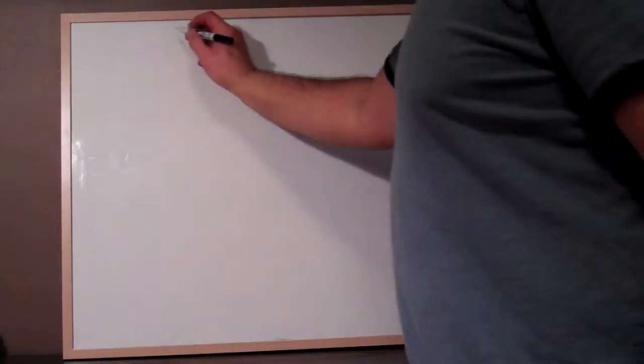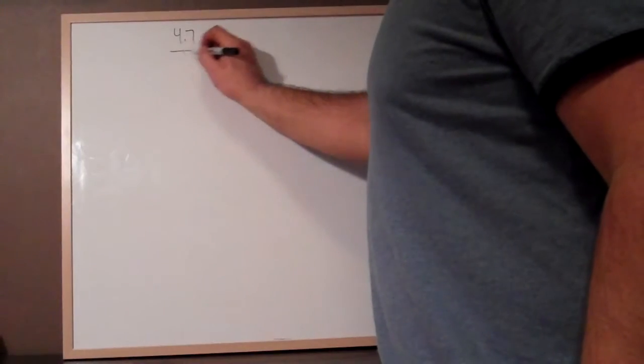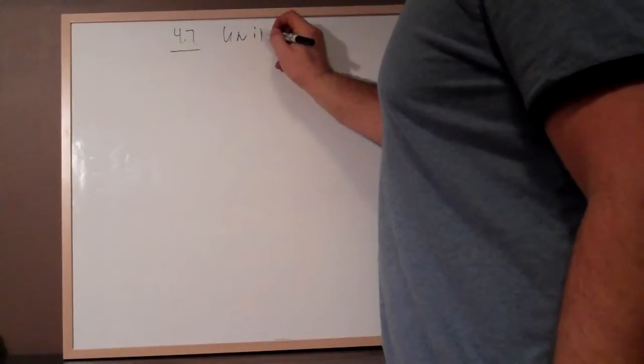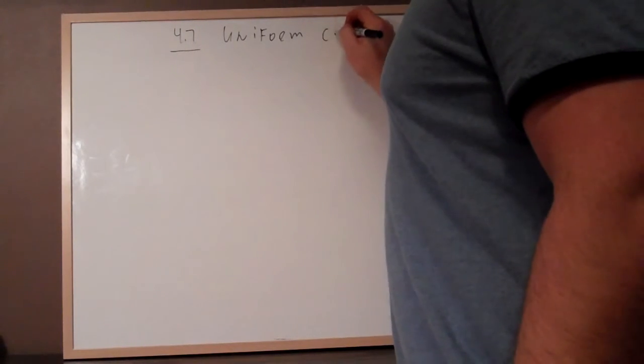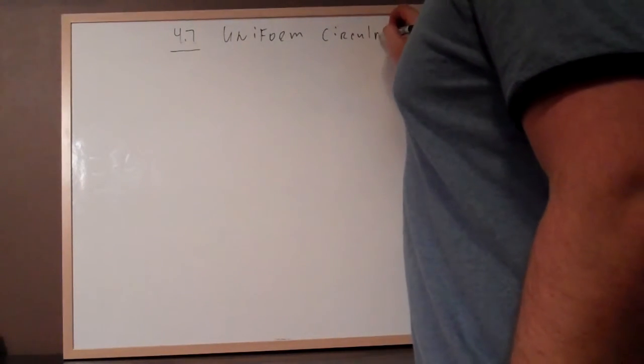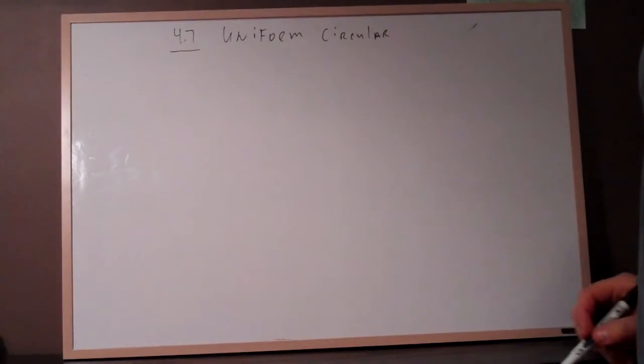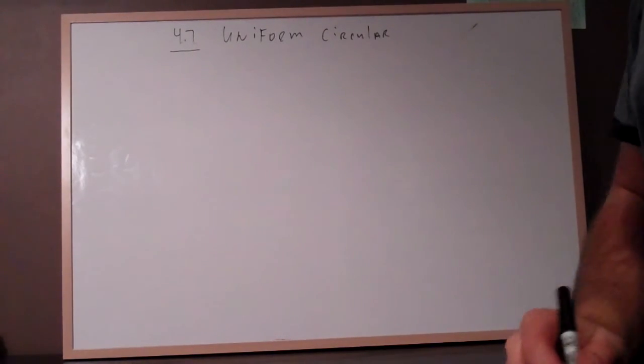Okay, so we finally started talking about circular motion. Refer to section 4-7 in your book. We'll do uniform circular motion, and what that means is that the speed is constant.